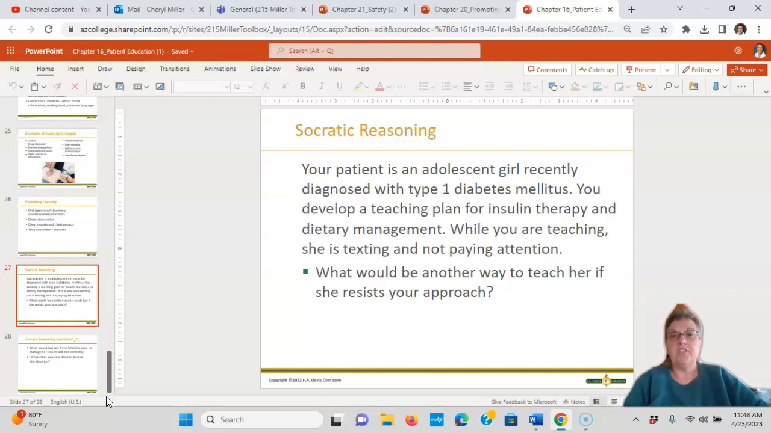Well, if she's texting and not paying attention, perchance you're lecturing her like her mom. So maybe make it more of a team approach or make it a more interactive approach. Worst case scenario, if she's texting and she's using her cell phone, why can't you send her to a website?